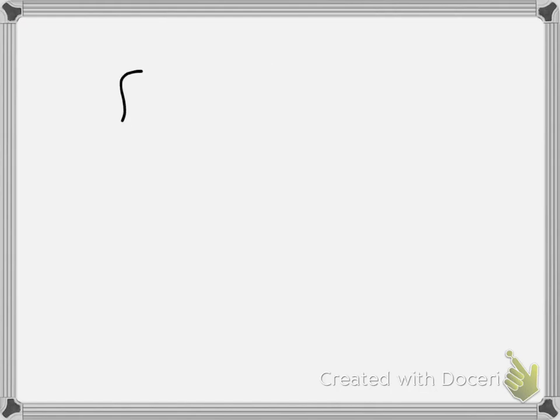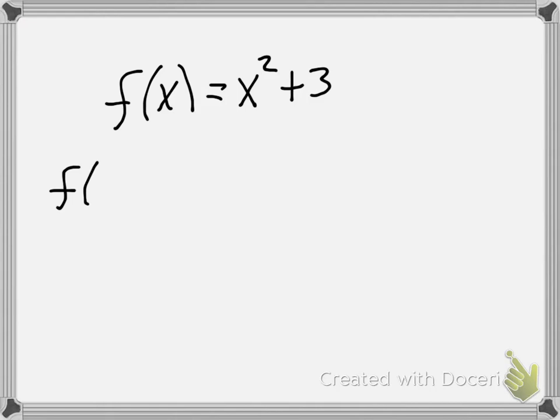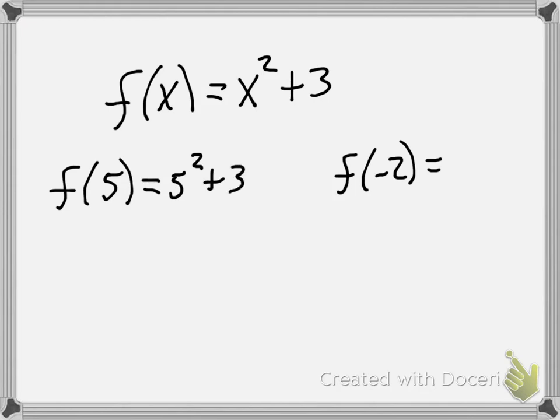Alright, let's say we have f of x is equal to x squared plus 3. And let's say we want to find f of 5. And let's say we want to find f of negative 2. Well, f of 5 just means I'm going to plug in 5 for x. 5 squared is 25. 25 plus 3 gives me 28. So that means f of 5 is equal to 28.